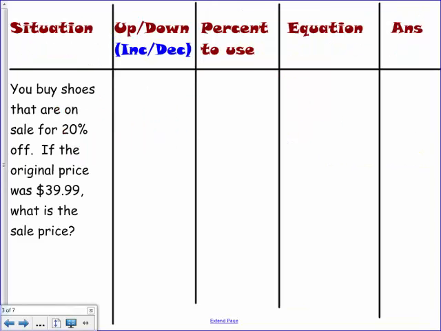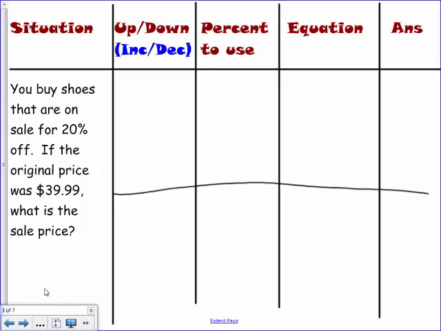So now the tough part is when there's increases and decreases in percents. We're not just simply finding percents of numbers. So for example, this guy says you buy shoes that are on sale for 20% off. If the original price was $39.99, what is the sale price? Okay, and we're going to do this two ways. We're going to do it the little bit longer way, and then we're going to look at the short way.